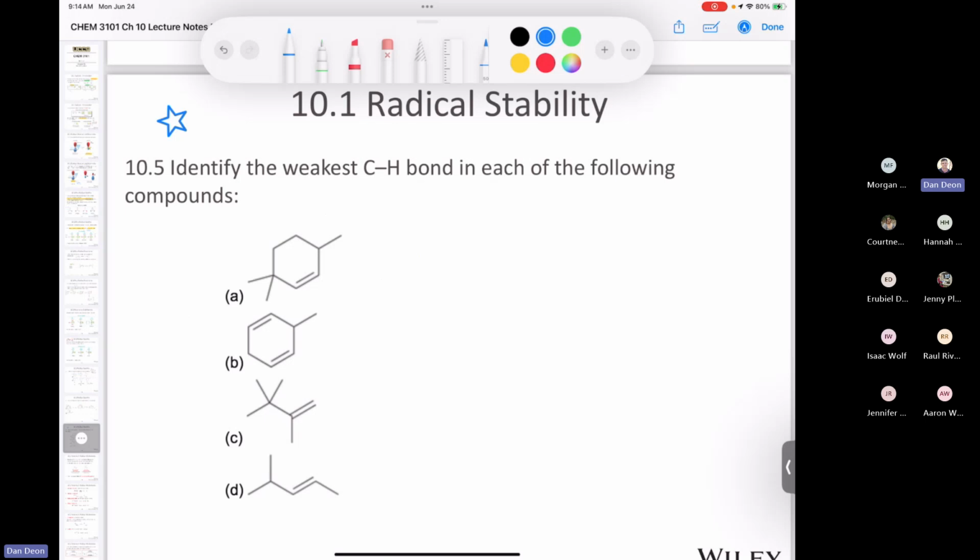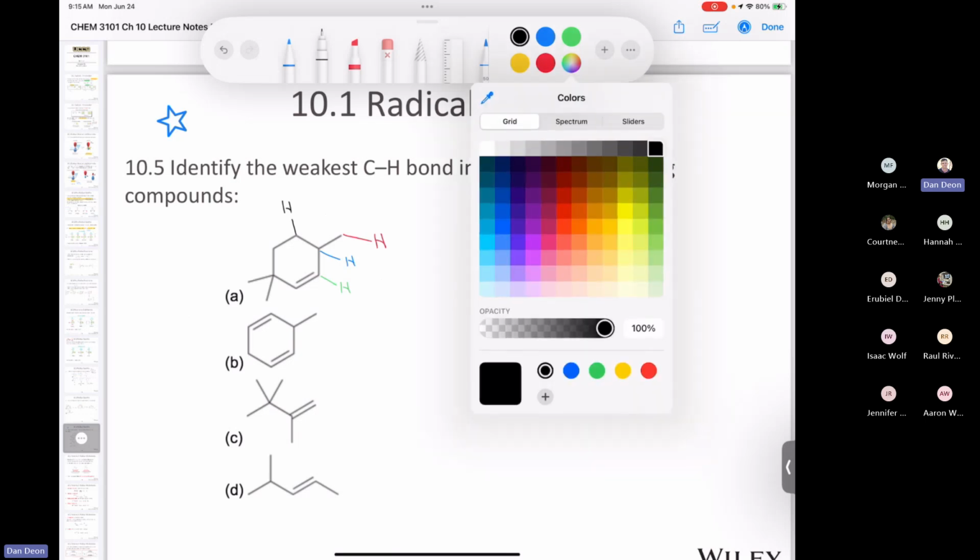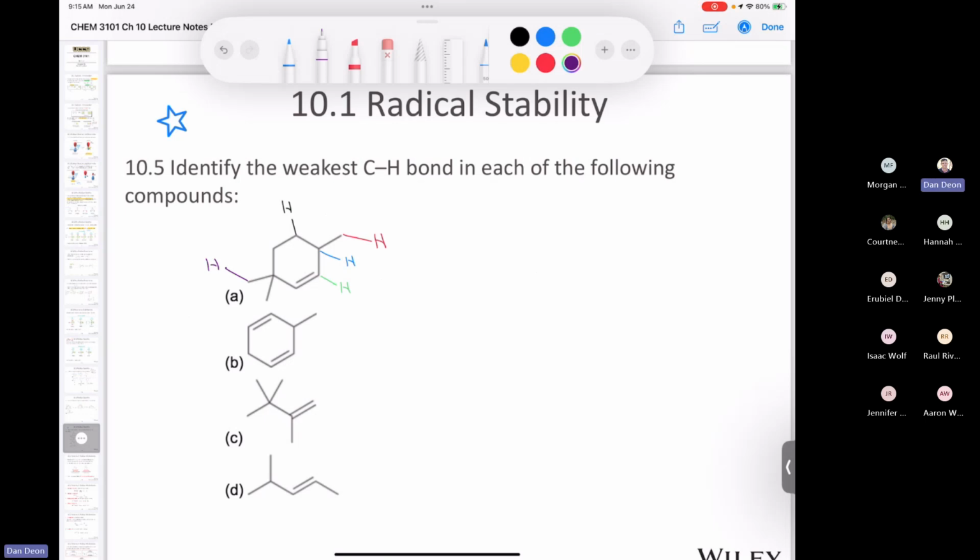So the way I'm going to do this is I'll use the colors on my iPad. If I put a green hydrogen here, if I put a blue hydrogen here, if I put a red hydrogen here, then we'll do a black one, I don't know, here. And then, I don't know, could we get another color? We could do a purple right here. Hopefully you can tell the difference between the black and the purple. Anyhow, could anybody tell me which one of these is going to be the weakest carbon-hydrogen bond?